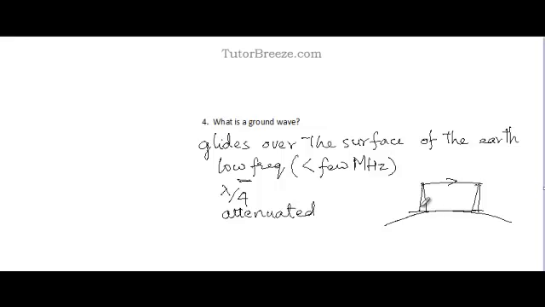How far these waves travel will depend on the conductivity of the surface over which they are traveling. So these waves actually travel better over water as compared to the earth. You don't need to write down all this for a 1-mark question. All you need to say is that ground waves glide over the surface of the earth and they're used for very low frequencies.